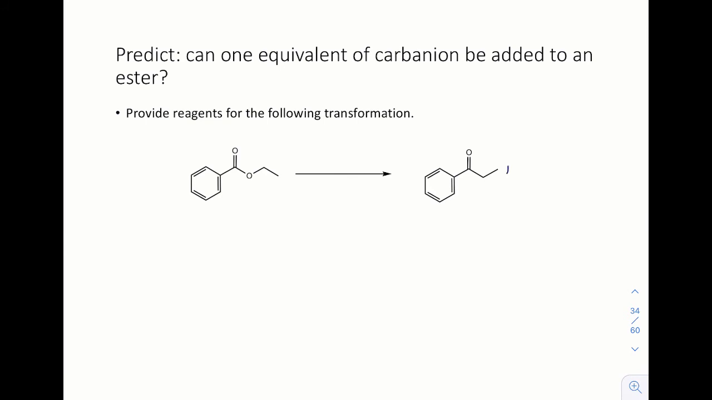And you can see in this transformation, 1 equivalent has been added. So can we figure out some way to do this? Right now, just using reactions we already know. So think about it for a minute.